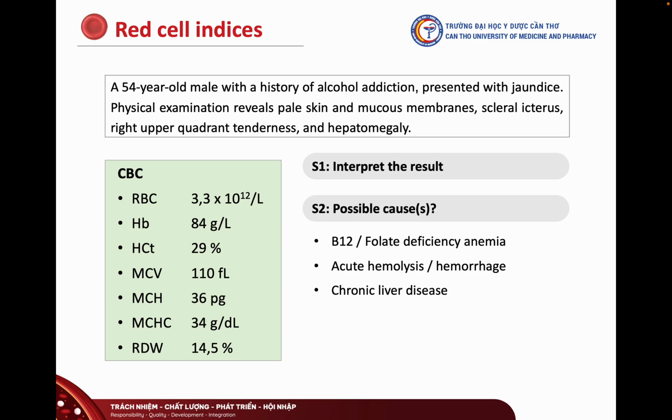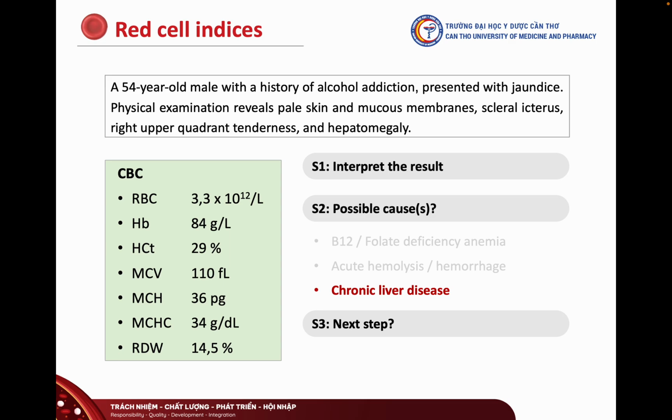Then, how do we narrow it down? This patient has no sign of bleeding and no history suggesting nutritional deficiency. But he does have alcoholism, jaundice, and hepatomegaly, all of which strongly suggest chronic liver disease. So, what is the next step? We still need to rule out other possible causes, and for that, we will check a peripheral blood smear to look for hypersegmented neutrophils and abnormal cells. We also have to check the reticulocyte count to see whether the bone marrow is responding to the anemia. And of course, liver function tests to confirm the impact of the liver dysfunction. So far, all signs point toward the macrocytic anemia being secondary to chronic liver disease.